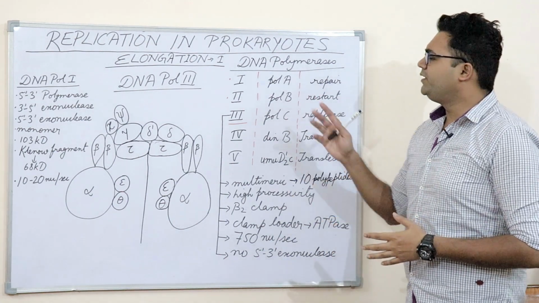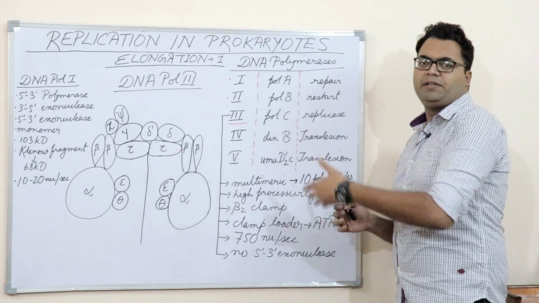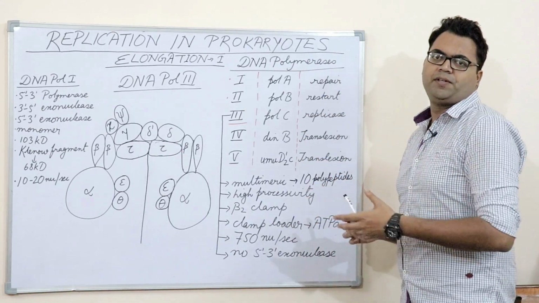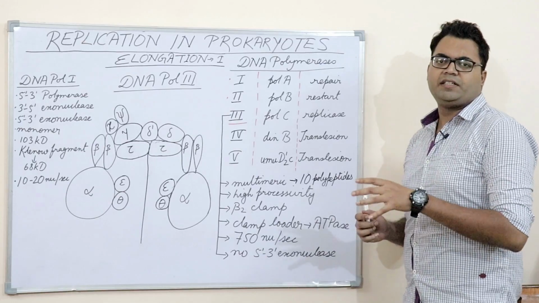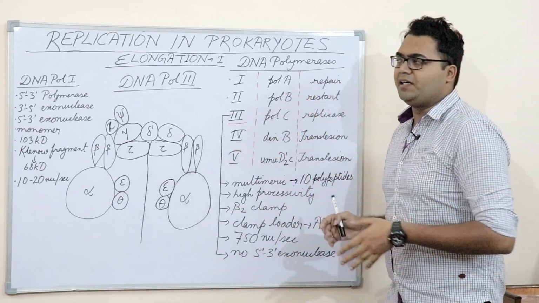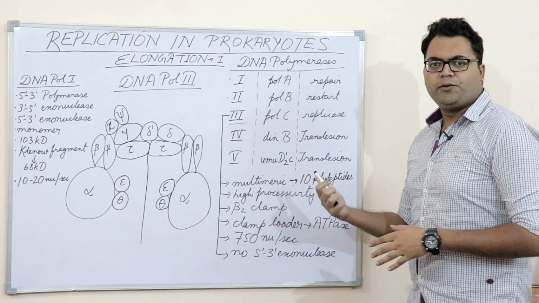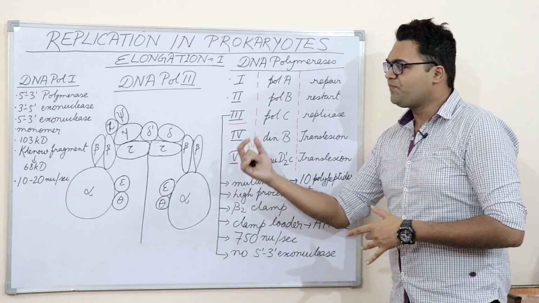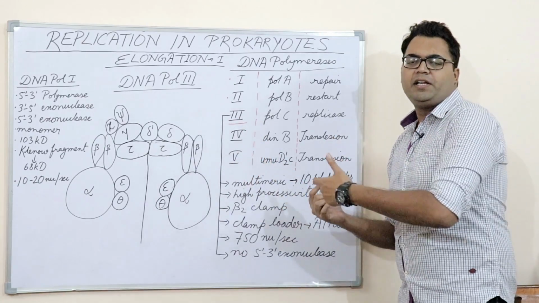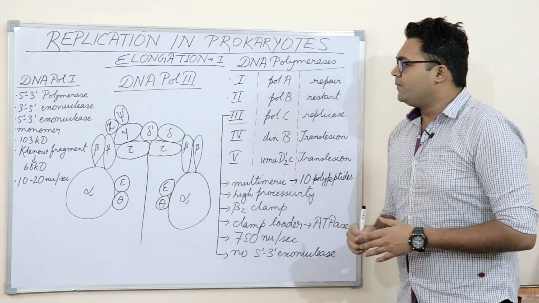Today I'll be dealing with the replication in prokaryotes, the first part of the elongation. I'll be breaking down the elongation portion into two different parts. In my previous video, I've already described at length the replication in prokaryotes, the initiation part. Now let's get down to business about the elongation part. In this video, we'll be talking about the various enzymes and their mechanistic features, their molecular details governing the elongation of the DNA replication.